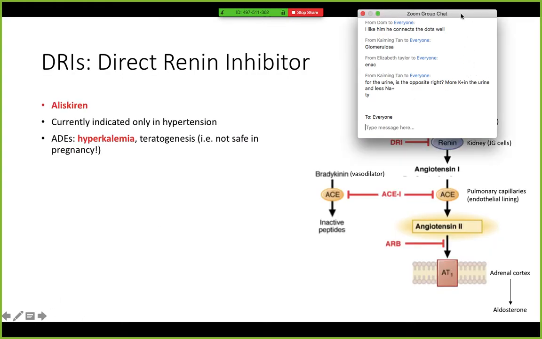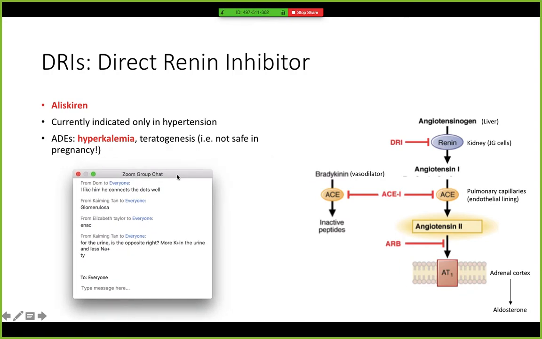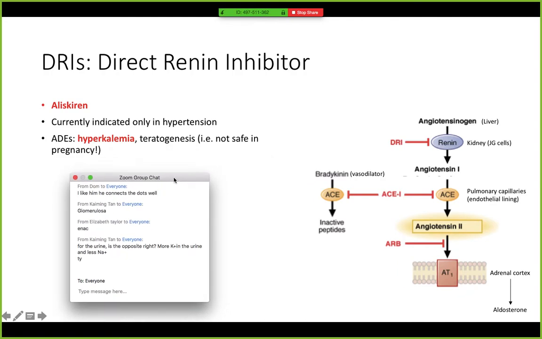All right, so let's get into the drugs. So your DRIs are your direct renin inhibitors, and they are basically doing exactly what it says. They're inhibiting renin. So if you inhibit renin, you're not getting that conversion of angiotensinogen to angiotensin 1.